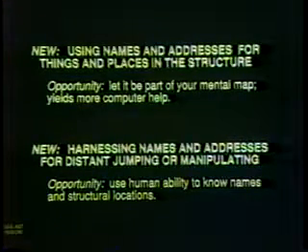And so also new is you got the chance in there, if you're having discrete structure of your conceptual objects, of giving them addresses and names in some kind of concept space. So why not? You know, you're used to doing that. Let it be part of your mental map, and it yields more computer help. New, harnessing the names and addresses for distant jumping or manipulating. It's an opportunity to use the human's ability to know names and structure locations. You do it all the time when you're telling somebody how to get someplace or where to find a book in your office, so why not start doing that in your new kind of document?